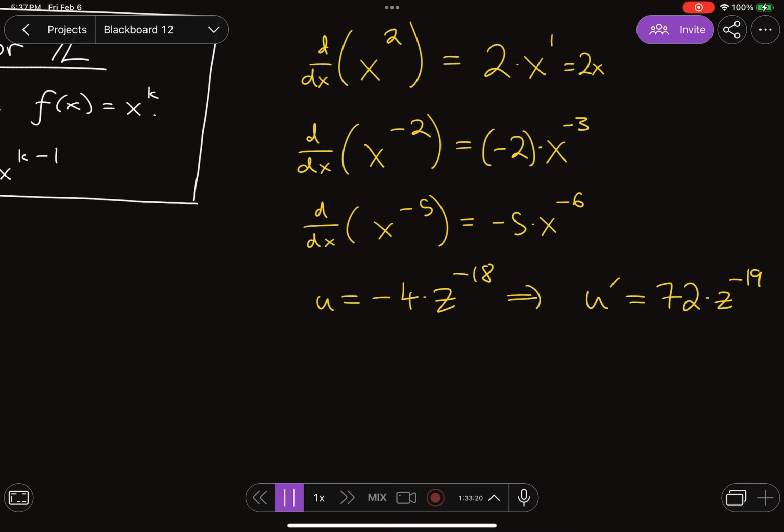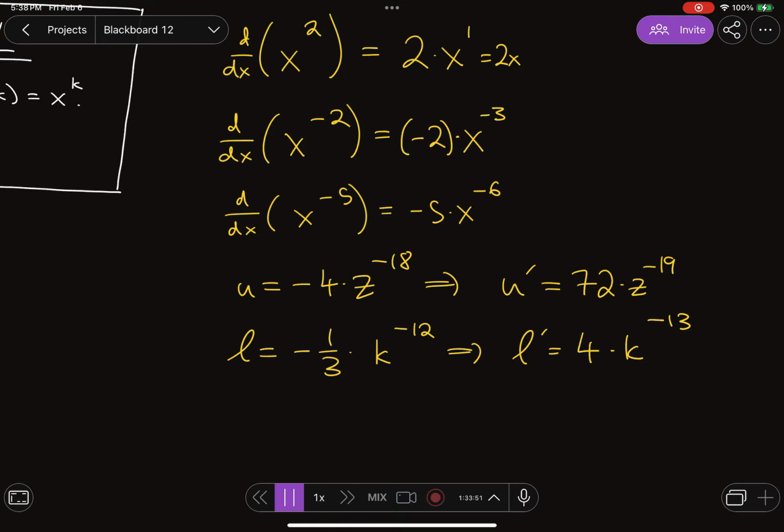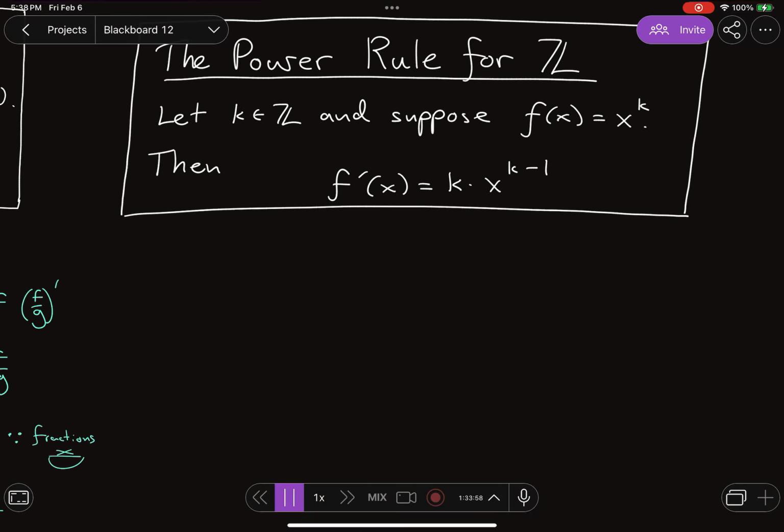If L is equal to negative 1/3 times k to the negative 12, that implies that L prime, the derivative of L, is equal to, bring the negative 12 down, multiply it by the negative 1/3. That's going to be positive 4 times k to the negative 13. Remember, the exponent decreases by 1. All right, so this power rule works even for the integers. Let's do a proof sketch because this video is too long.